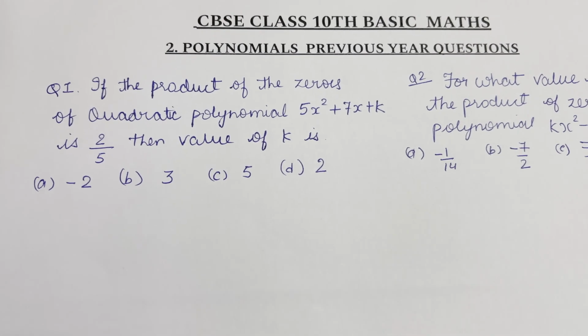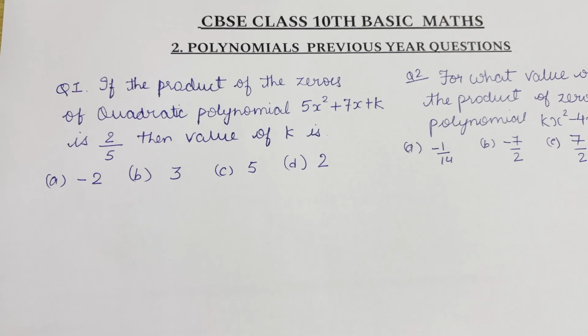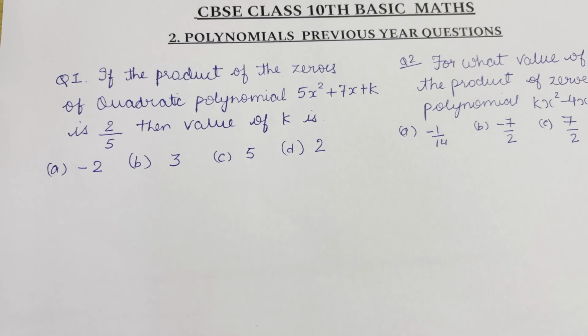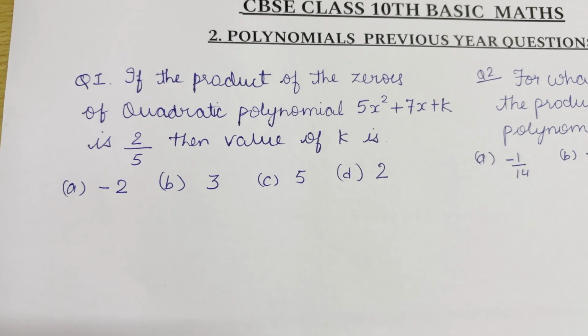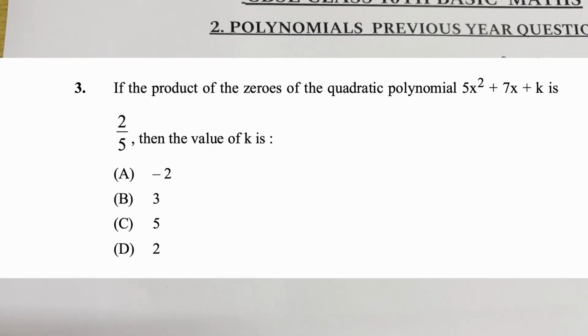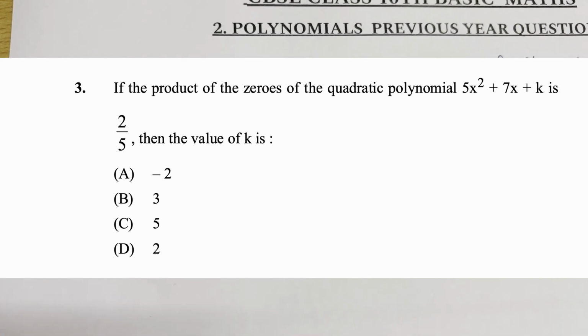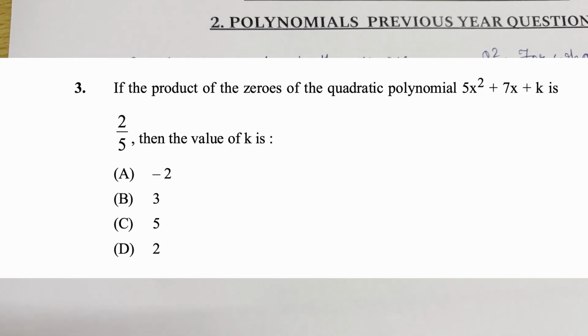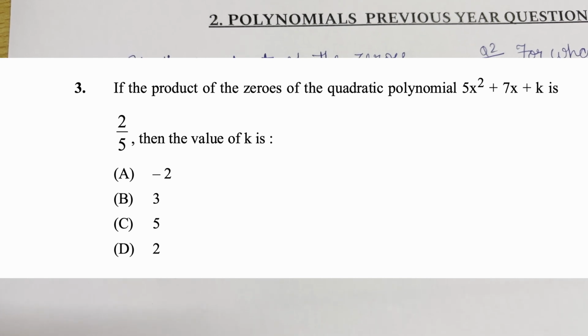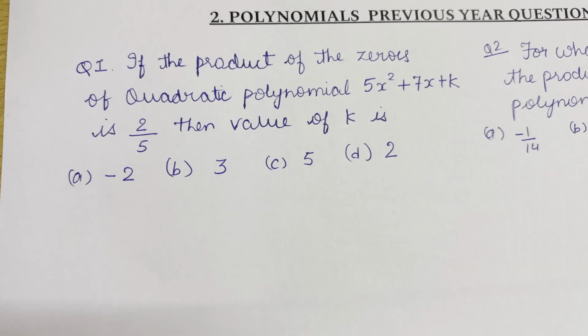So let's begin the video by solving some MCQ type questions, that are 1 mark multiple choice questions. The first question says: if the product of the zeros of the quadratic polynomial 5x square plus 7x plus k is 2 by 5, what is the value of k?